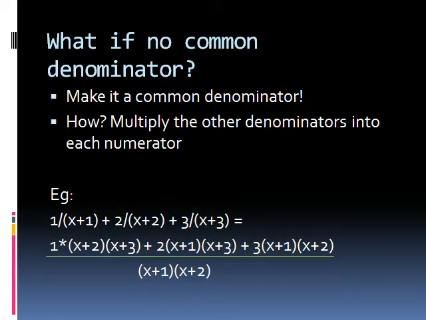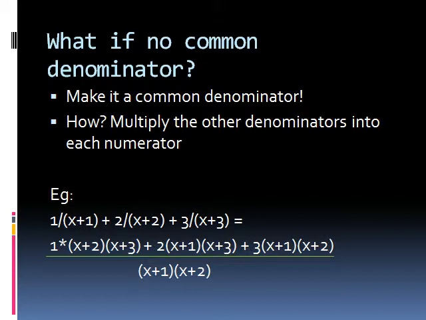So what if there is no common denominator? What if the denominators are different? How can we add or subtract? Well, in this case, we have nothing else to do but to turn those situations into a common denominator. And how can we do that? Well, we can multiply the other denominators into each numerator so we can combine all these together. So let's look at this complex example below.